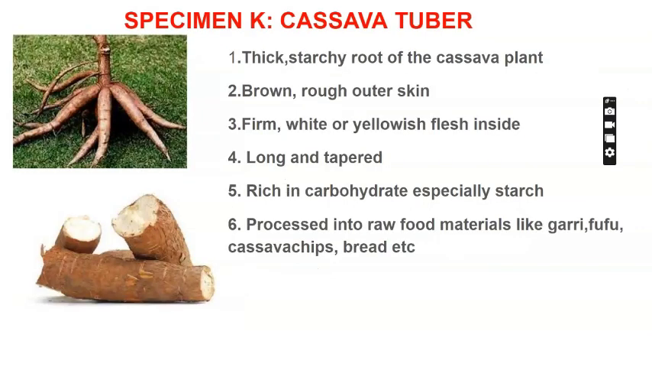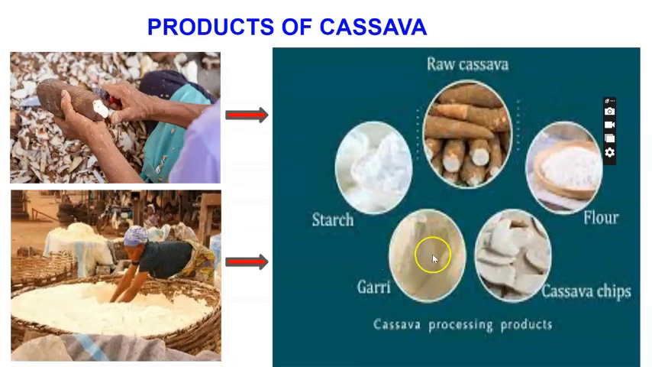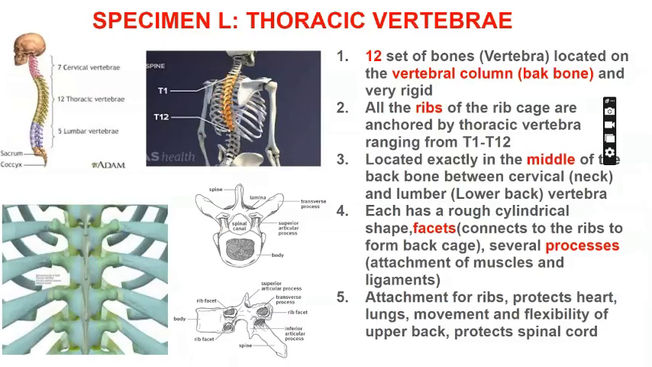Okay, then specimen K, which is our cassava tuber. The tuber has thick starchy roots of the cassava plant. That is what the tuber is. The skin is brown and rough. It has a white or yellowish flesh inside of it, depending on the species. It's very rich in carbohydrates, especially starch. Then this cassava tuber can be processed into so many food items. We can make our gari. Our regular gari comes from cassava. We can make cassava chips, cassava flour, and all of that. So these are a few of the benefits of the cassava tuber.